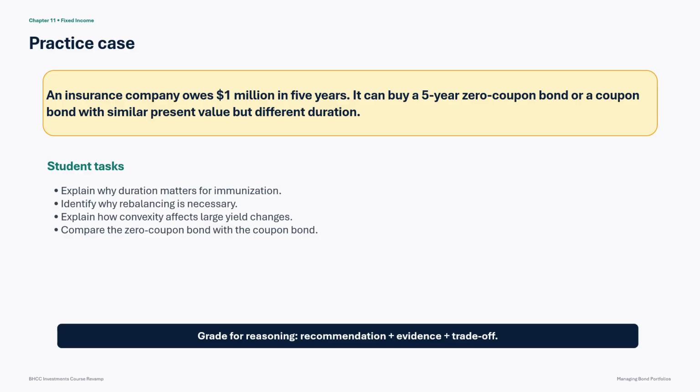Grade for reasoning. The best response connects present value, duration, reinvestment, convexity, and implementation. A recommendation without the mechanism is a preference. A recommendation with the mechanism is portfolio management.